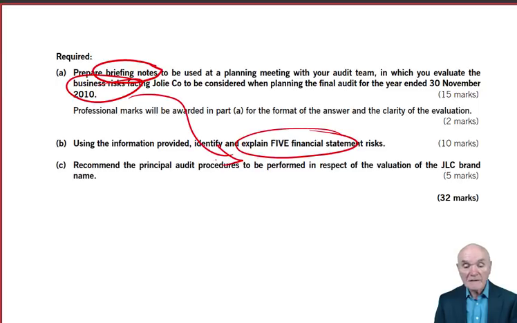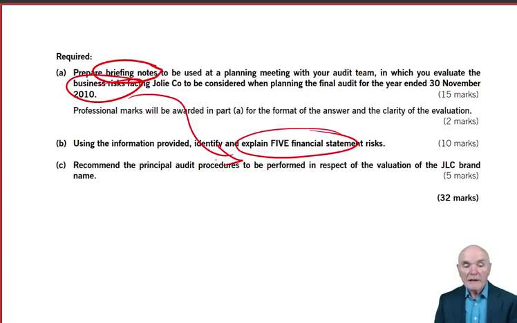There's 5 in there. It's obviously going to be 2 marks each. How long are you going to be spending for 2 marks? About 3.5 minutes or something of that sort. It's 3-4 sentences, a little paragraph, something of that sort, to adequately explain the financial statement risks. We're not asked to do anything about how we're going to address those, what evidence we might require. We're just asked to explain what those risks are.